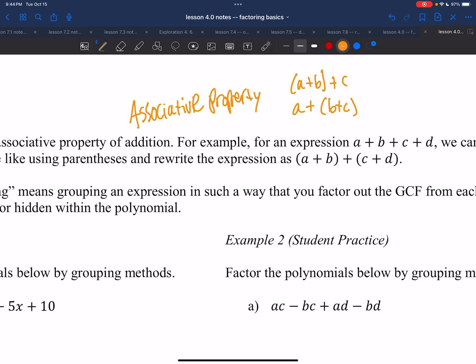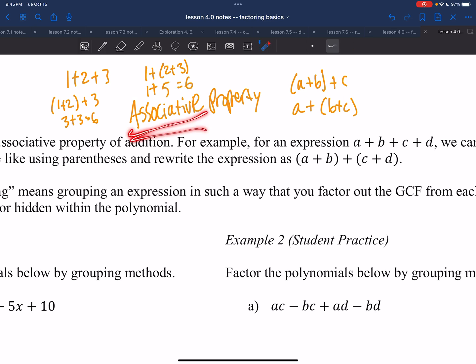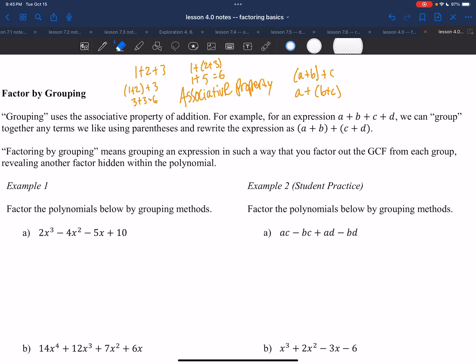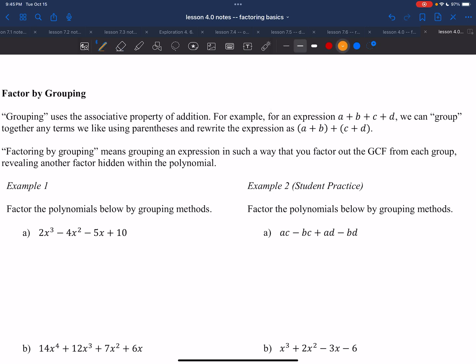I say, well, Mr. Big, what are you talking about? I say, look, 1 plus 2 plus 3. You could do 1 plus 2 first, and then you get 3 plus 3, which is 6. Or you could do 1 plus (2 plus 3), where you say 2 plus 3 is 5, so 1 plus 5 is 6, right? That is literally all the associative property is saying. It's a way of grouping stuff together. And so what we're going to do is, using the associative property of addition, group our terms in our polynomial and then do GCF factoring on it.